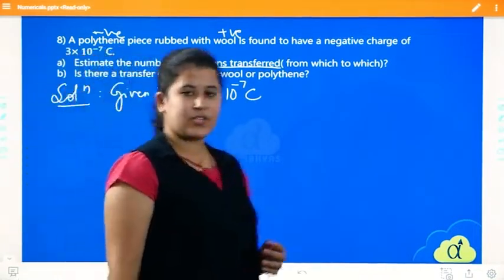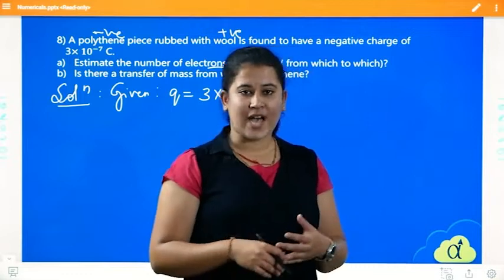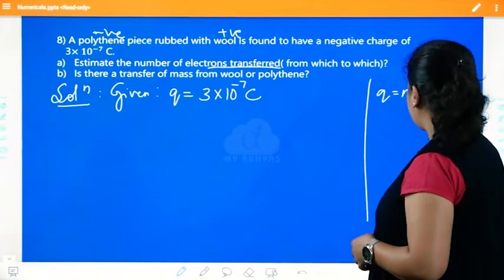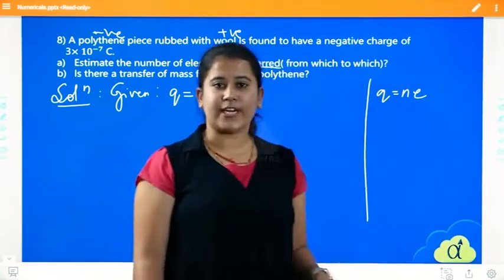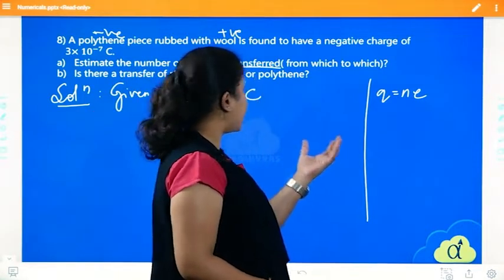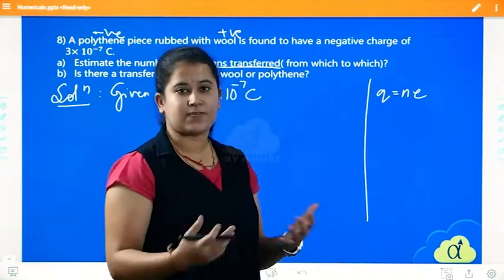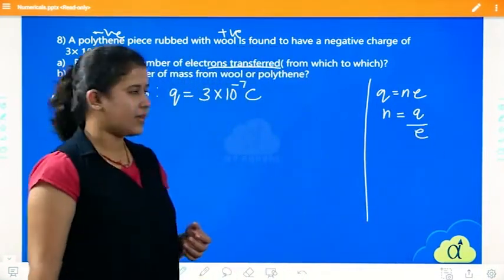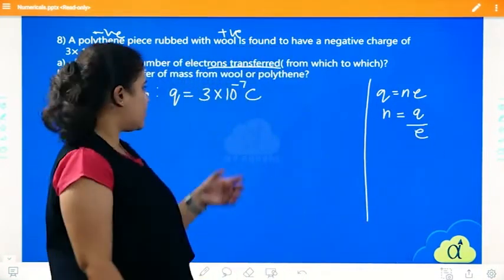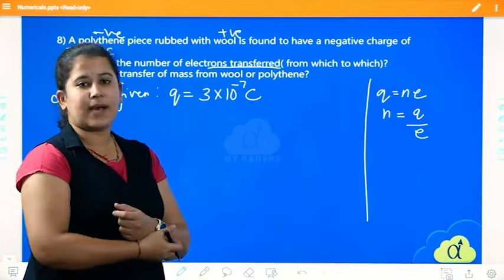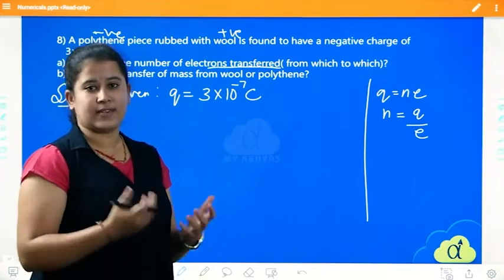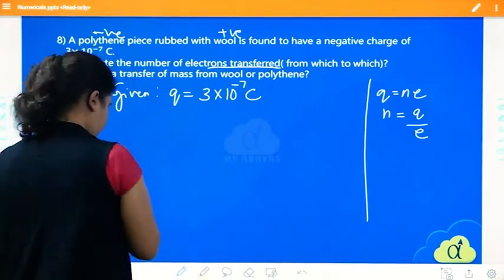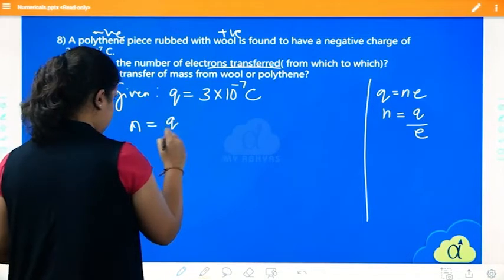So we have an equation which relates Q, the charge, and the electron, that is Q is equal to N into E. We have studied this. Now I have to find the number of electrons which has been transferred. So N becomes Q divided by E. We know the value of Q, we have to know the value of E. The electron mass is 9.1 into 10 raised to minus 31 kg. We'll put in the values and solve it.